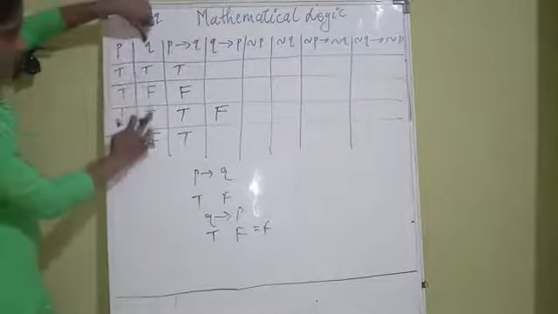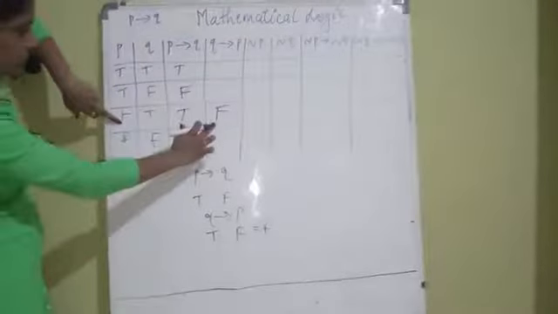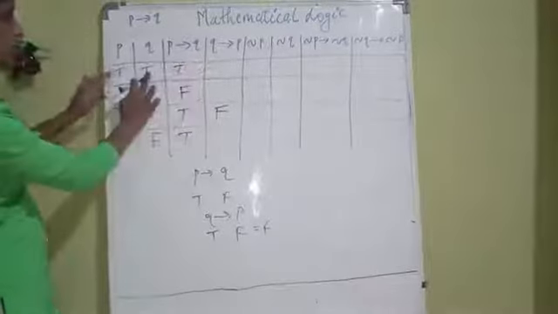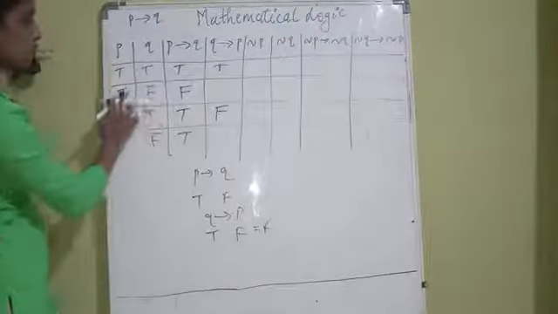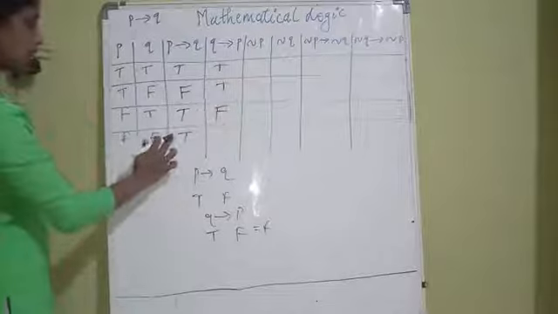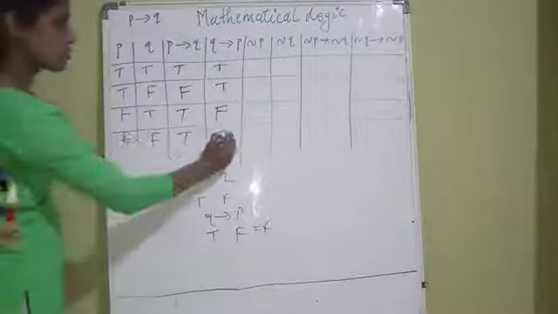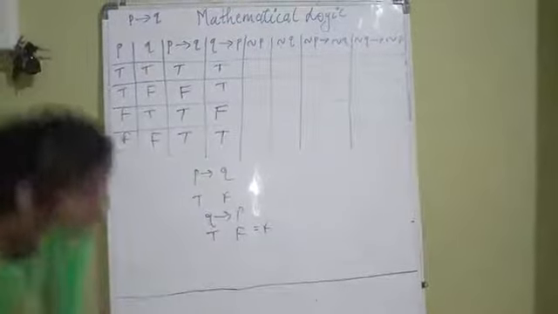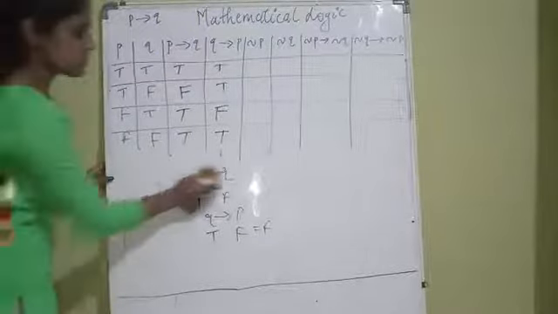Now we see the Q. True, false, false. Remaining is the same. True, true, true, false, true, true. Again, false, false, true. False, false, true. Correct? So this is the Q implies P value.